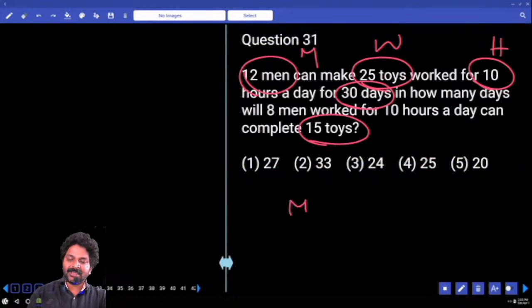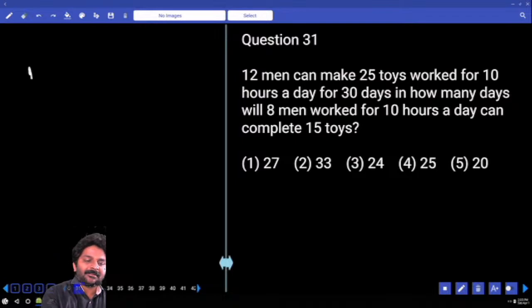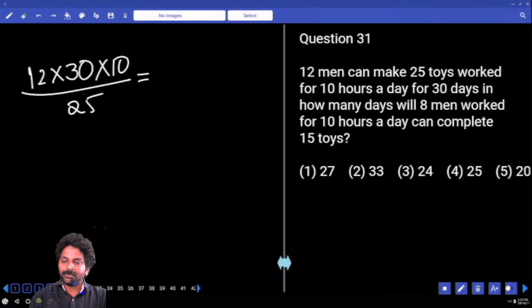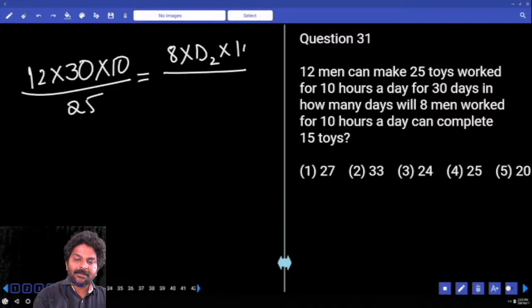So we need to use MDH by W. All the data is available. M1, D1, 30, H1, 10 by W1 must be equal to M2, D2, H2 by W2. M2 is 8, days we have to calculate, D2, H2 is 10, and then toys we have 15.